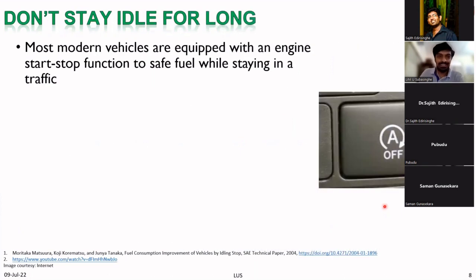Then I come to another interesting one: don't stay idle for long. Let's say you are in traffic and your vehicle is idling, the engine is on in a started state, at maybe 800 RPM or 1000 RPM, which is usually the idling RPM for a petrol engine. Most modern vehicles are already equipped with an engine start-stop function. When you are stopped in traffic, the vehicle will automatically turn off the engine, so you do not need to worry. The vehicle itself is going to save some fuel for you.